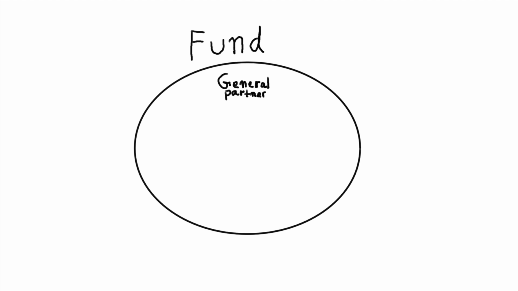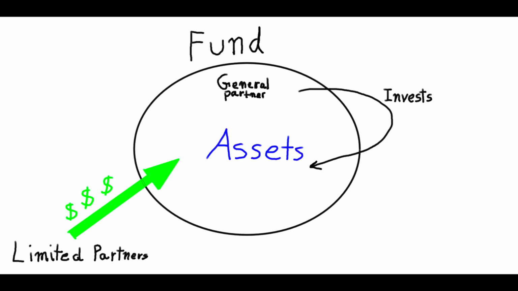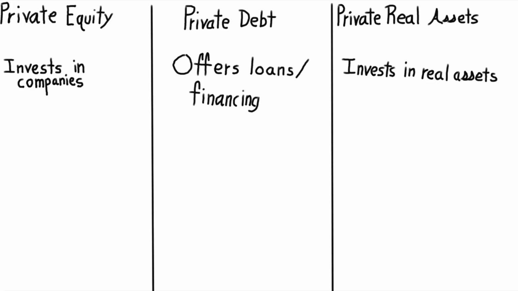In this arrangement, the fund is the general partner. The fund, the general partner, takes the money, then uses it to buy assets. After some time, these assets are sold, and the fund distributes the return back to the investors. The three main types of private fund are private equity, which buys or invests in private companies, often becoming directly involved in their management; private debt, which offers loans and financing or purchases already existing debt; and private real assets, which invests in real assets like real estate.